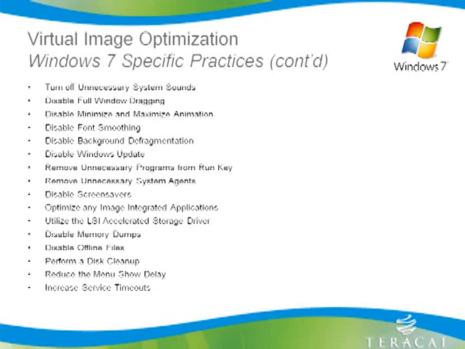Don't have it. Disable Windows Update. Again, we talked about the reasons for that. If you have to have an update mechanism, make sure you have only one. Make sure it's tuned appropriately. Remove unnecessary programs from the run key. Remove unnecessary system agents. Disable your screensavers. Optimize any image integrated applications. Again, I know we've been saying we're going to talk about that. I promise we will. Utilize the LSI accelerated storage driver for 7 and make sure it's for the specific version of 7 that you have. Disable your memory dumps. Disable offline files. Perform a disk cleanup. Reduce the menu show delay and increase the service timeouts.